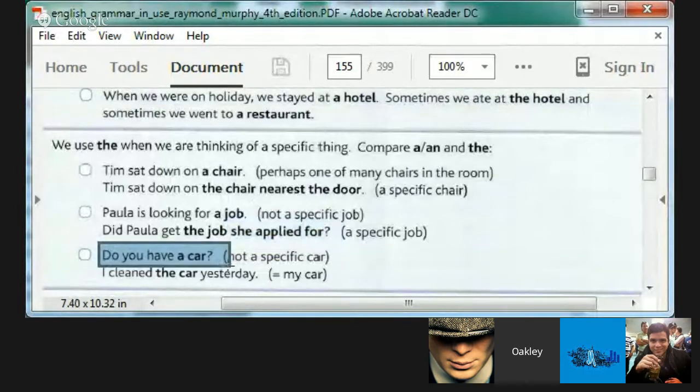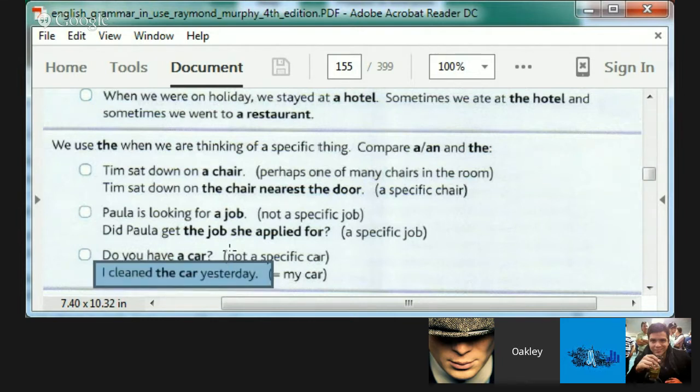Do you have a car? Okay, any car, some kind of car, whatever. We use a. In the question form, you will often hear a or an used in a lead question. I cleaned the car yesterday.